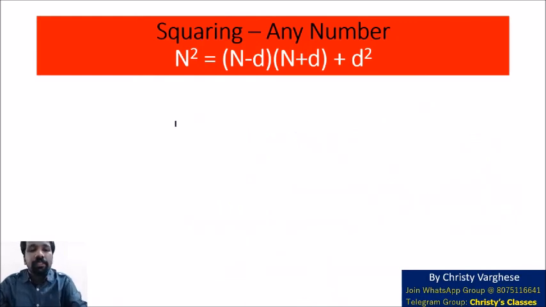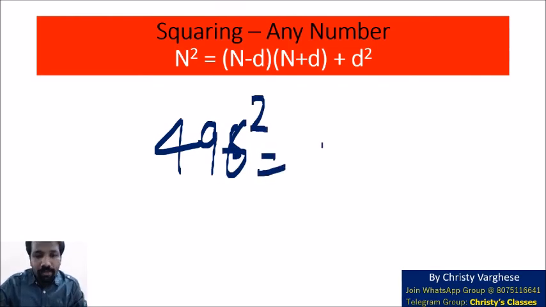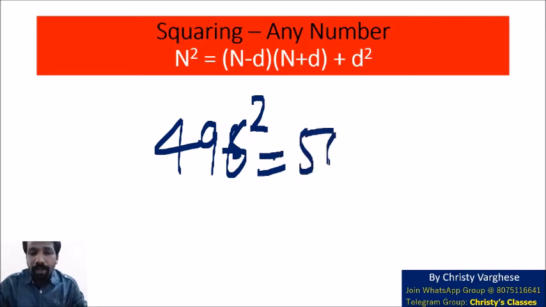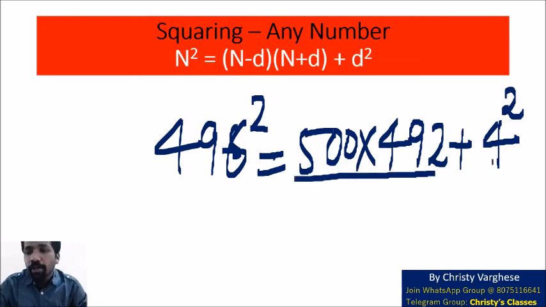If it is 495 square or 496 square, how to do it? Listen very carefully. 496 is near to 500. 496 square means 496 into 496. So you make it 500 by adding a 4. 500 into, and you subtract 4 from the other number because you added 4. So 500 into 492, plus 4 square, you have to give as compensation.